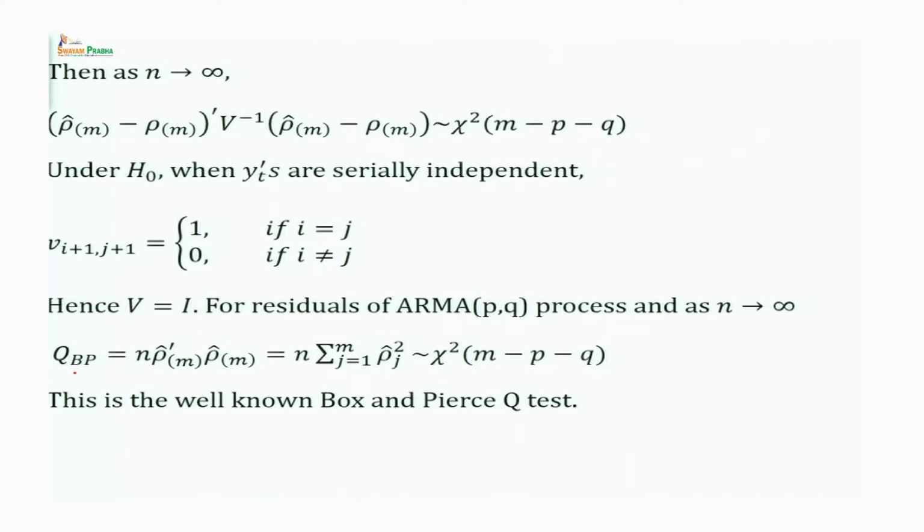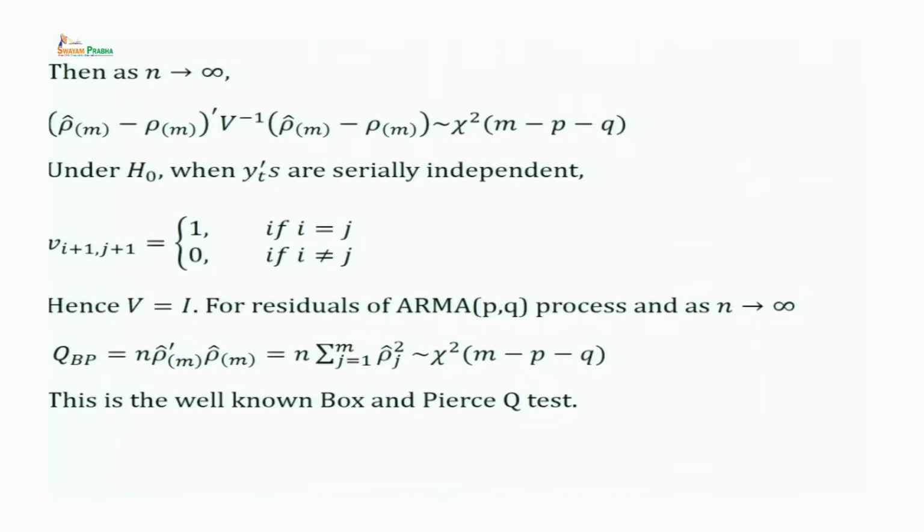Basically, in testing of hypothesis you are interested in the distribution of the test statistic under H naught. So, for residuals of ARMA p q process, as n tends to infinity, the distribution of Q B P, n rho hat m transpose rho hat m, equal to n times summation j equal to 1 to m rho hat j square, follows the chi-square distribution with m minus p minus q degrees of freedom.